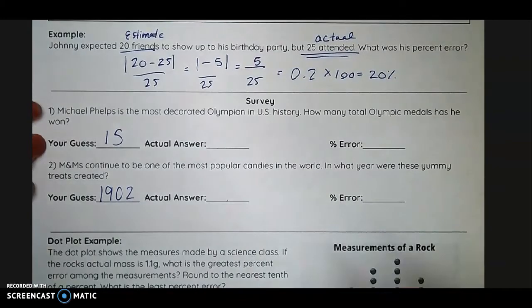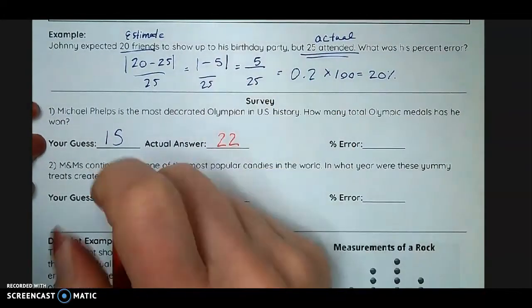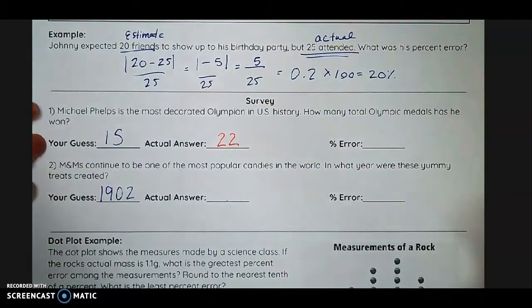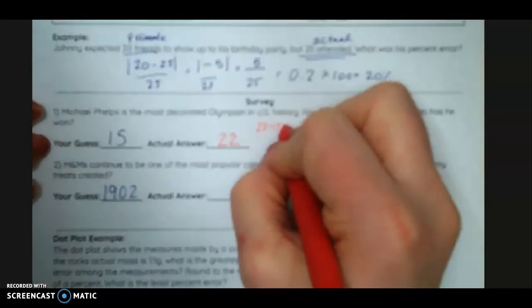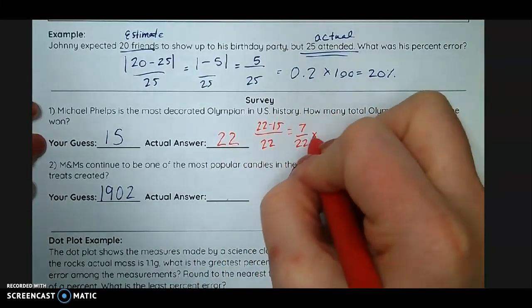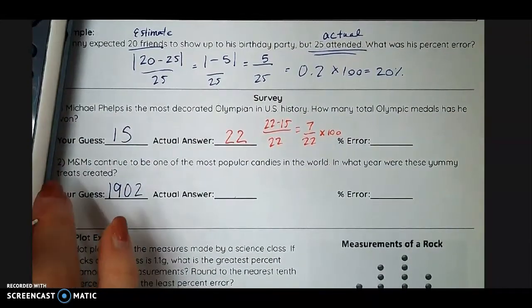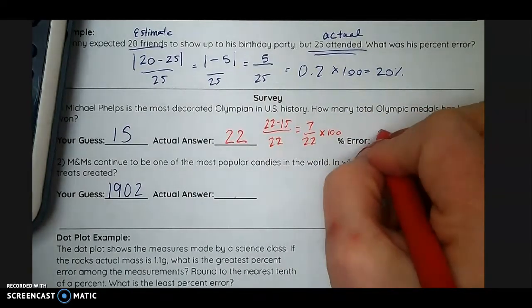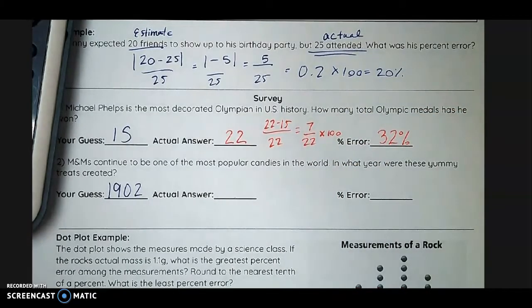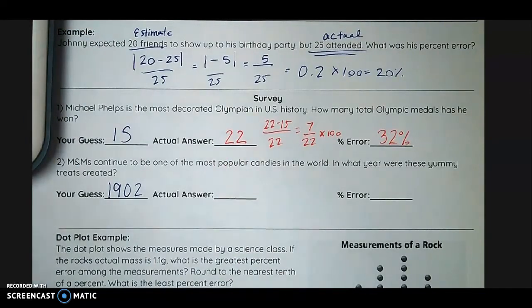All right, so I made some guesses there, and this one's talking about Michael Phelps and how many Olympic medals he won, and he actually won 22. So that means I was off by 7. My error was 7 medals. But then I'm going to divide it by the actual amount and multiply by 100, and when I do that, I'm going to get a 32% error, which is pretty high. You're like, 7 is not a very big number, but my percent error is pretty high because the number I was working with was pretty low.